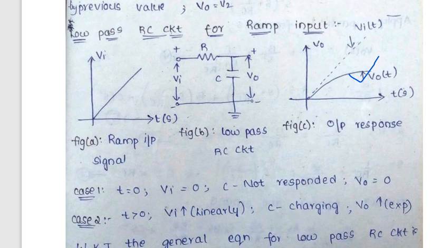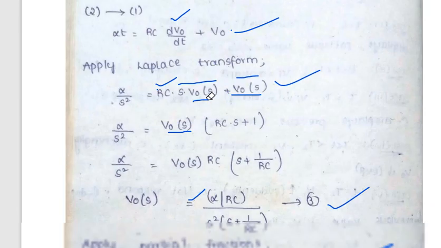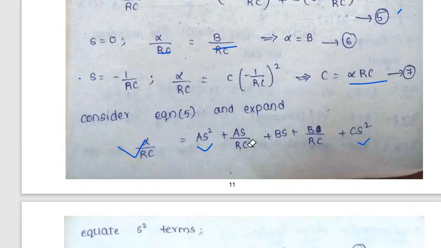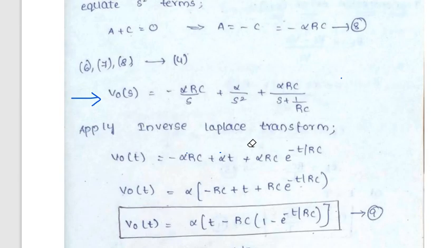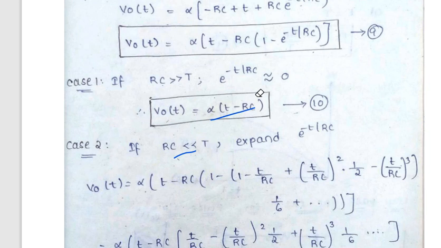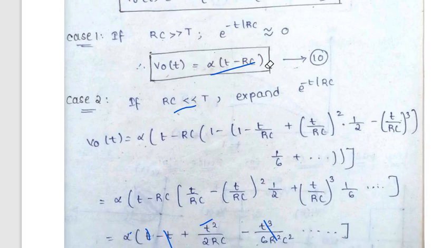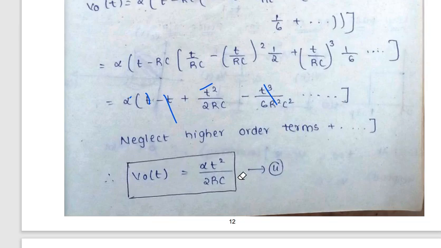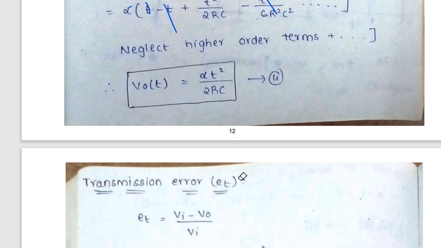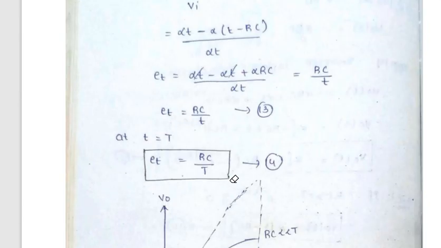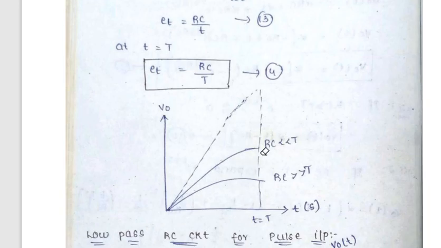Initially, we discussed the basic operation of low pass RC circuit for ramp input signal. Next, we derived the generalized expression for output response. Then we applied two conditions. One is RC far greater than T. One is RC far less than T. Now, two equations are obtained. One is this, other one is this. Next, we calculated transmission error, that is ET is equal to RC by T. This is the transmission error.